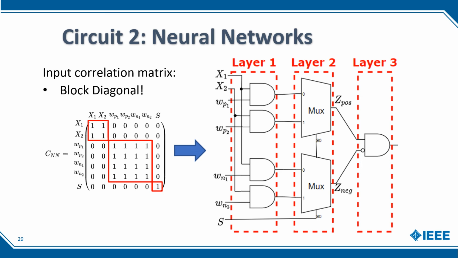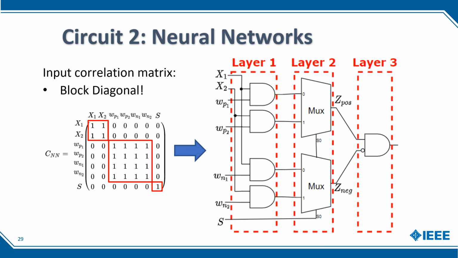be correlated with each other, and the group of weight inputs should be correlated with each other. However, the data inputs should be uncorrelated with the weights in order to allow layer 1 AND gates to perform multiplication. Additionally, the select input for the mux adders should be uncorrelated with all other inputs. The required correlation matrix is shown. For this circuit, we'll perform the same experiment as Circuit 1.